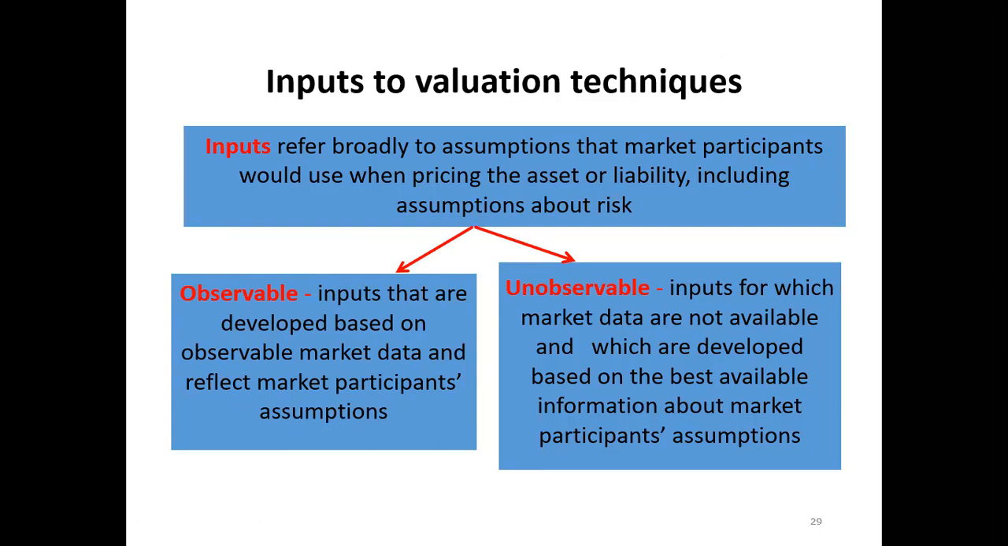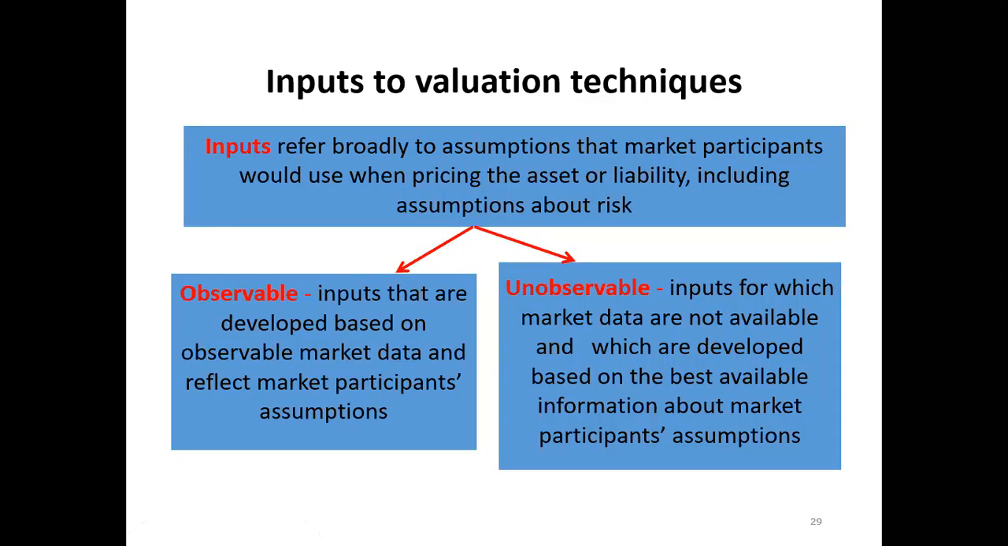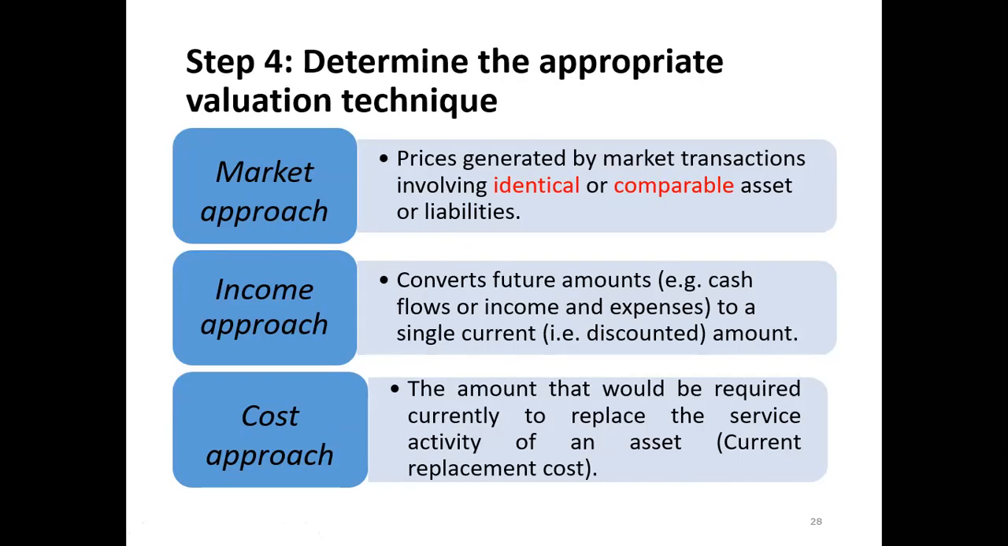Then what about the unobservable inputs? These are inputs for which market data are not available and which are developed based on the best available information about market participants' assumptions. When it comes to the income approach, you get the future cash flows. Is it something available in the market? No, it is not available in the market. It is unobservable, right? It is something you work out based on estimates, using the best available information. So the future cash flows are an unobservable input.